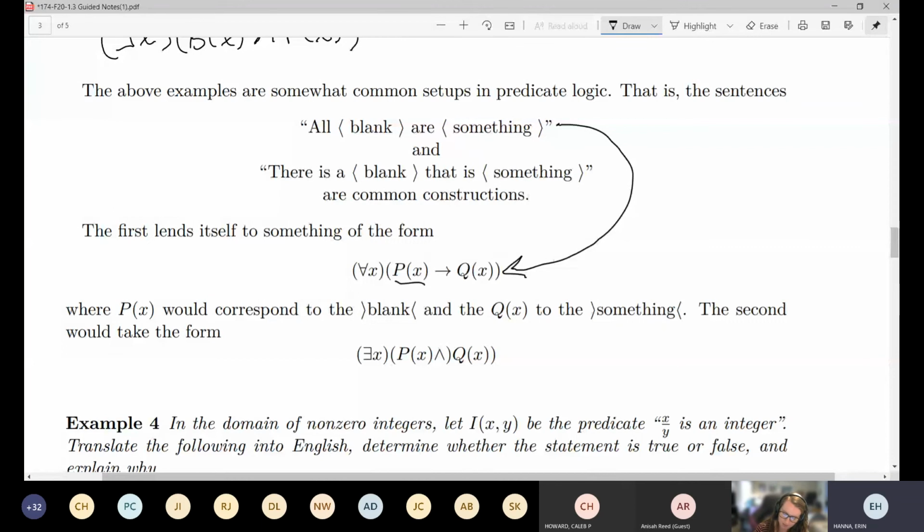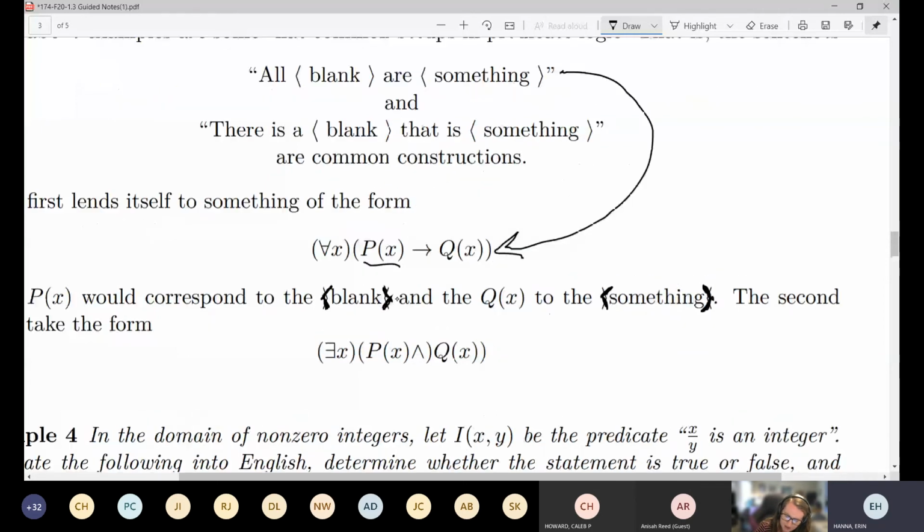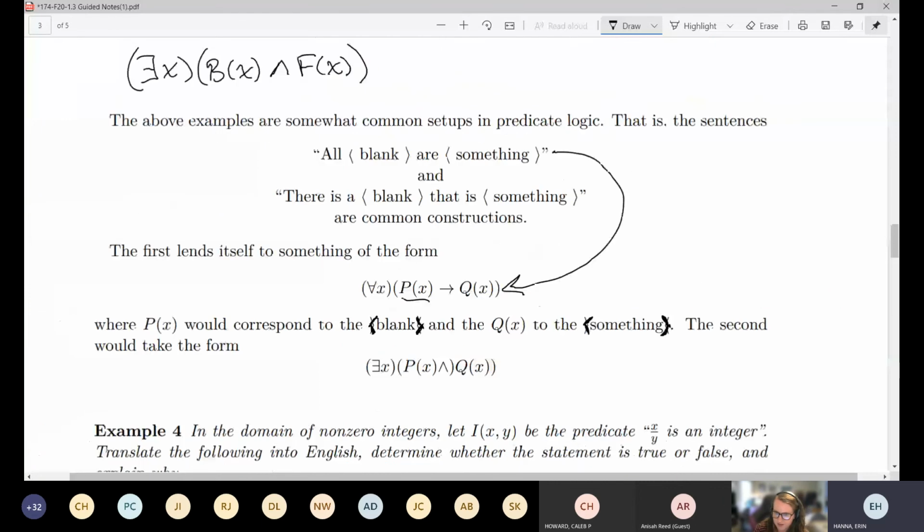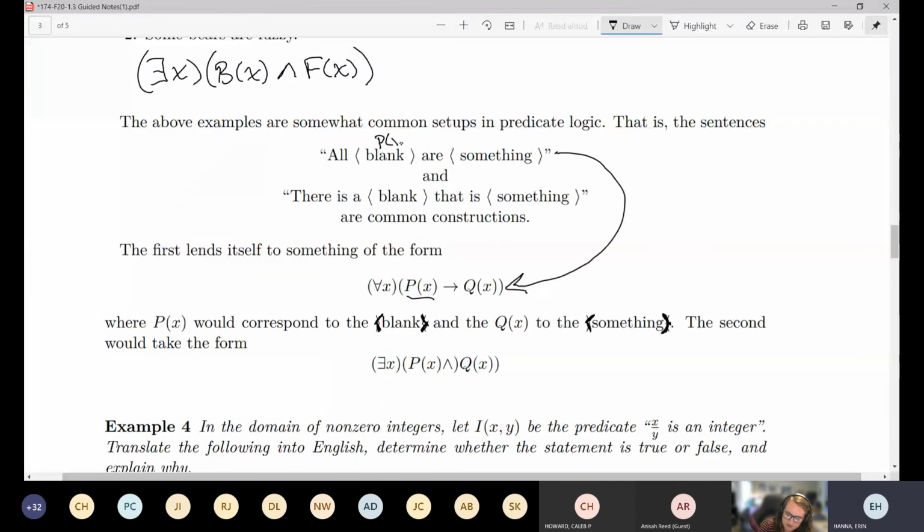Where, whoops, those got backwards. My little things got written in backwards. Oh no.